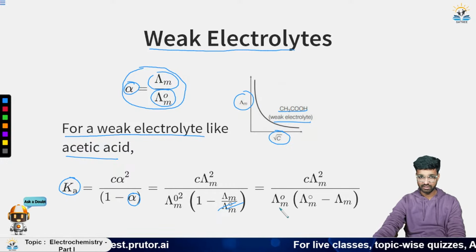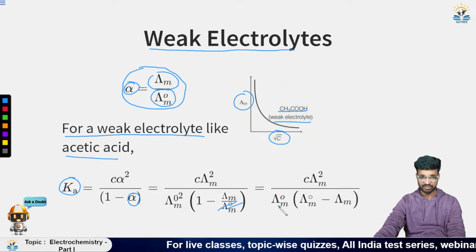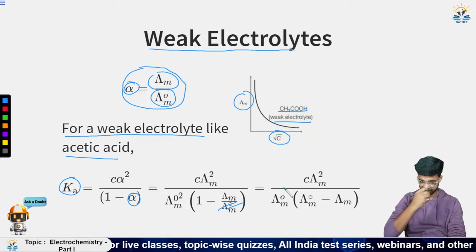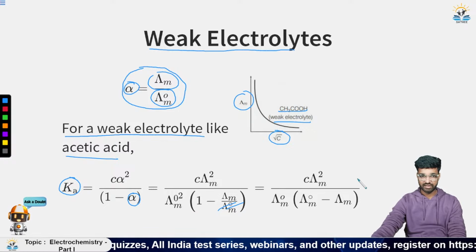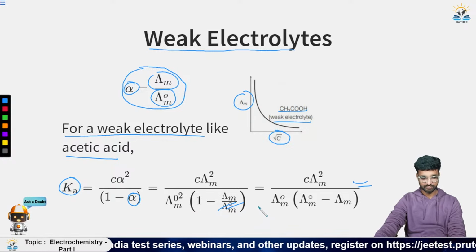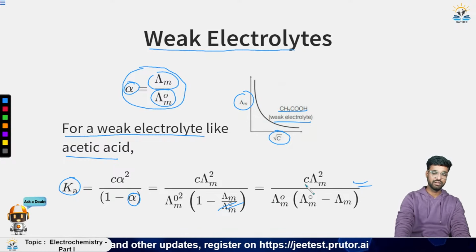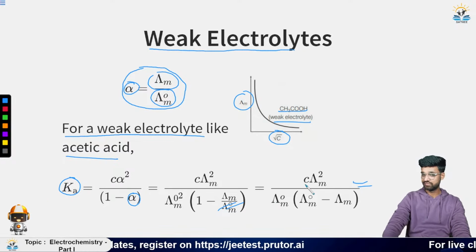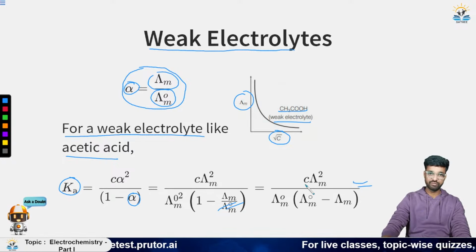Now if you divide this whole by lambda naught m, it will be like this. Okay, so this is the final equation we have. Now this equation will be used further. So this was the case of variation of molar conductivity with change in concentration for strong and weak electrolytes.